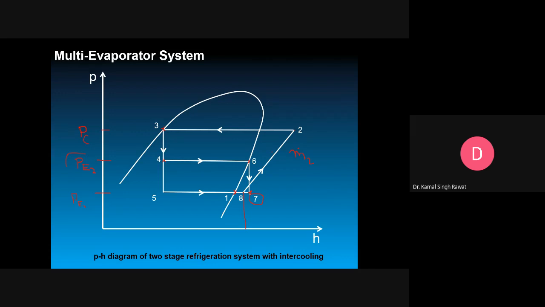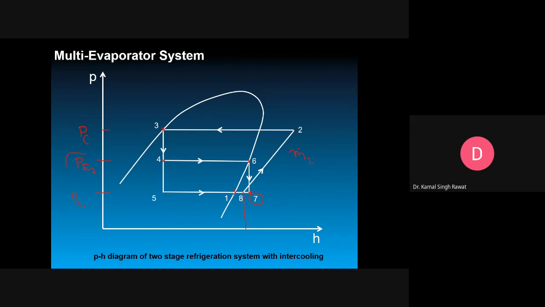Is there any confusion? This point is clear. When the superheated vapor is mixed with the saturated vapor, the final state is superheated, but the enthalpy is decreased. Is this point clear or not? Clear, sir. Okay. So at point 8, we have superheated vapor.